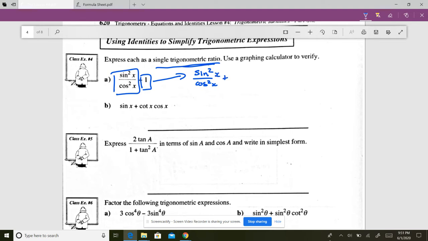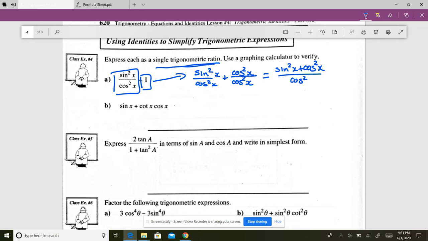What is the common denominator? It is cos squared. And since it has to equal 1, all I've done is rewritten the 1 as cos squared over cos squared. Anything divided by itself is 1. So we're good. Now we have a common denominator. To add fractions, you add the tops together. Sine squared x plus cos squared x. The bottom stays the same.